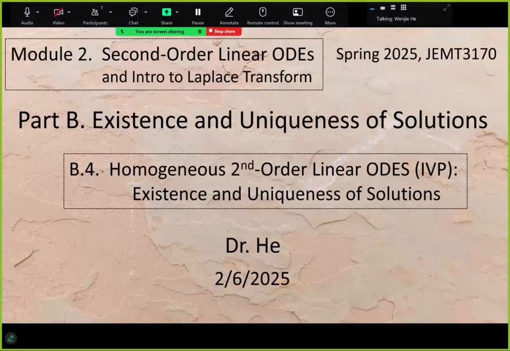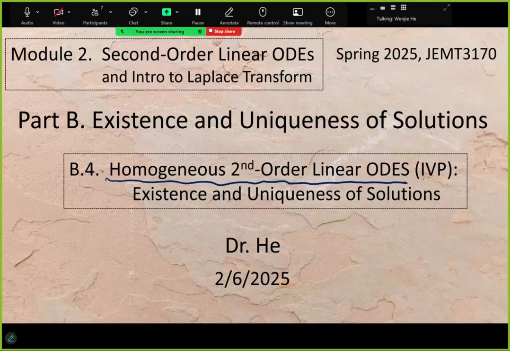We just completed the topics existence and uniqueness of solutions for first order ODE. Now we move to second order ODE. From the title you can see, we work on homogeneous second order linear ODE and, in parentheses, initial value problem.